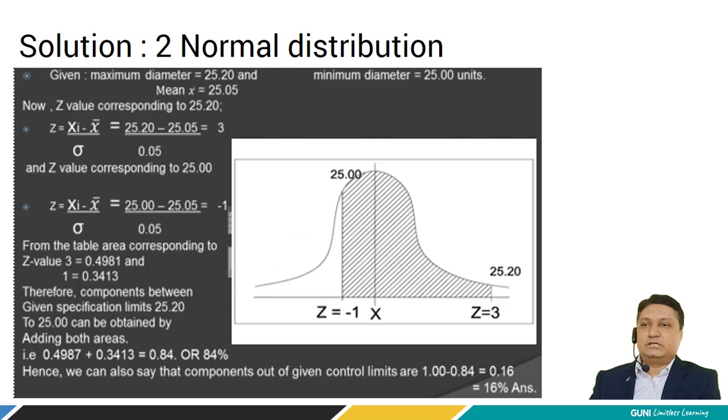So it is given that maximum diameter is 25.2 and minimum diameter is 25.00 units. Mean value is 25.05 and standard deviation is 0.05. So first of all, to get the z value corresponding to 25.20, we put the value xi is equal to 25.20 minus x bar is 25.05 and sigma is 0.05. So we get the z value positive 3.